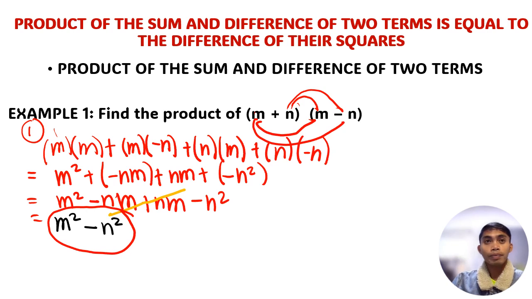So therefore, in the given formula, you can say that this is the product. So simply copy the first term.